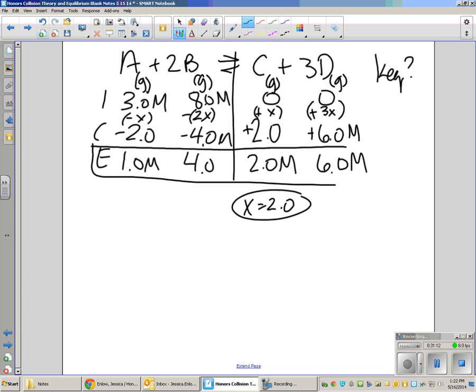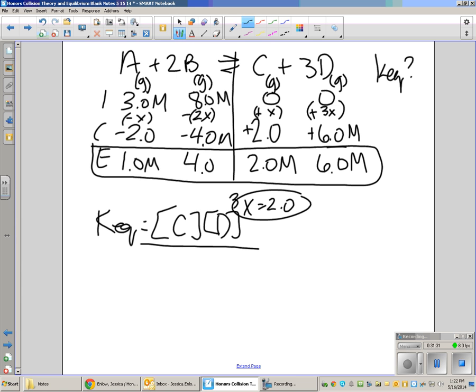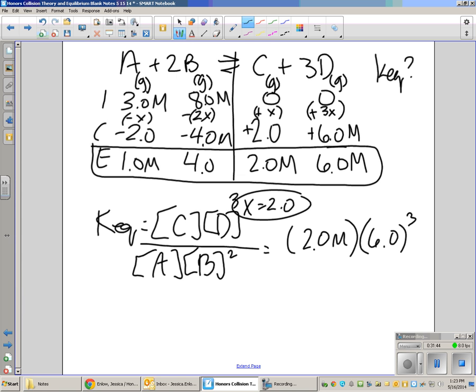So this gets plugged where? Keq. I don't even know my expression yet. What's my expression? Concentration of C times concentration of D to the third power over concentration of A times concentration of B squared. Okay, so C is equal to 2.0. D is equal to 6.0, cubed. 6 cubed.